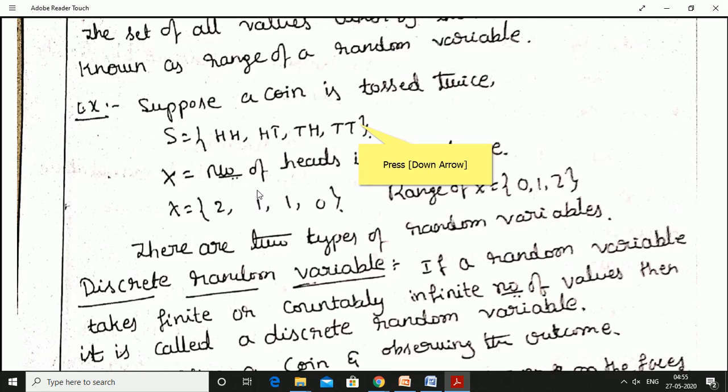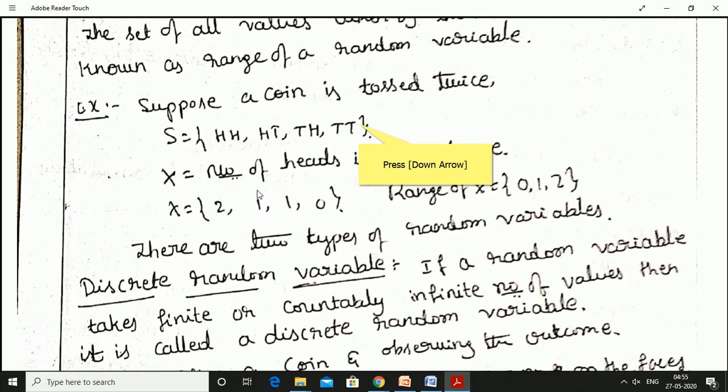Now I hope you understand what a random variable is. A random variable is a function. It assigns a real number to each sample point in the sample space according to some rule. Now we'll see the types of random variables. There are two types of random variables.